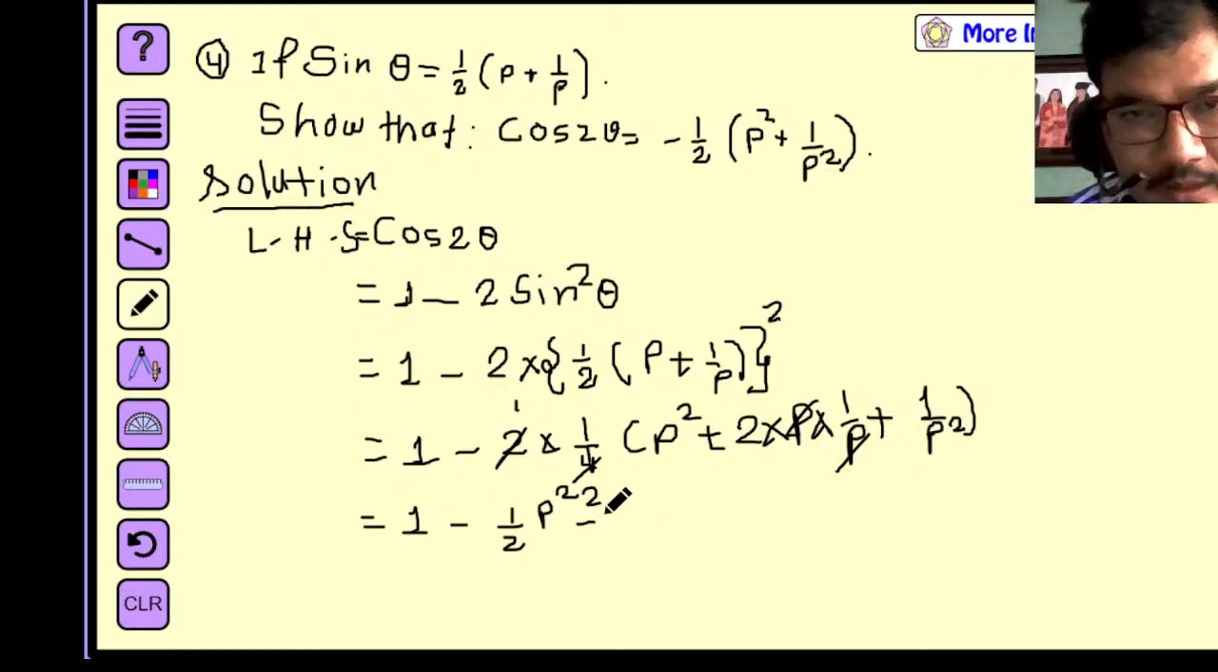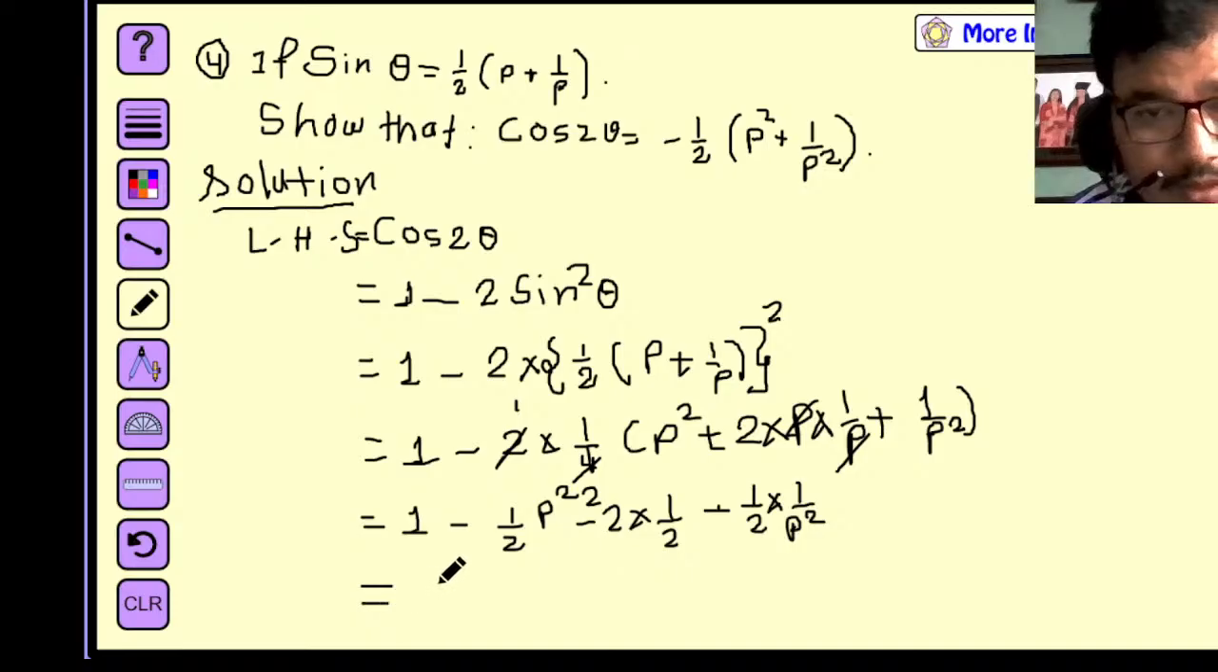Then what will happen here? Here is also 2 into 1 by 2 only, p already cancelled. Then here will be minus, then multiply 1 by 2 into 1 by p square. Like this we can write. Then look here, what happened is that these two cancel. Then what is remaining now? Look, children, 1 minus 1 by 2 p square remains, and here is minus 1.